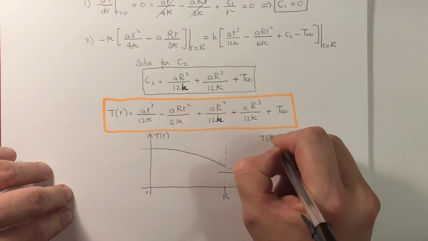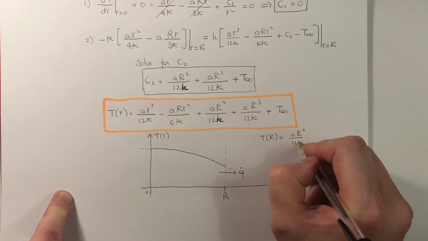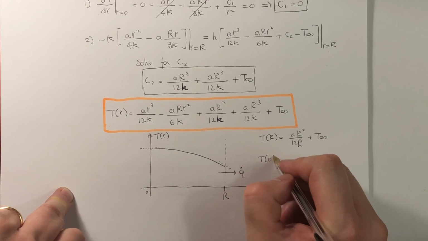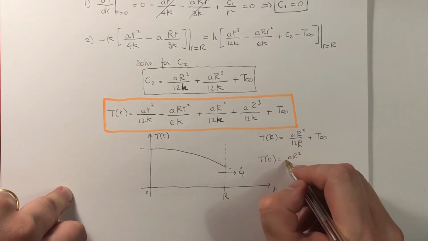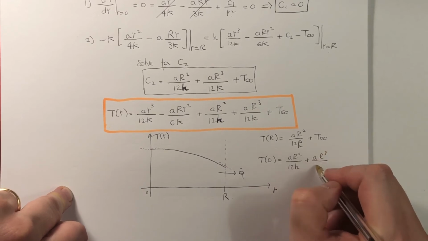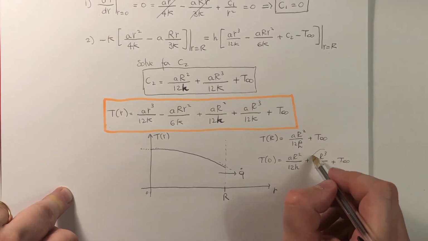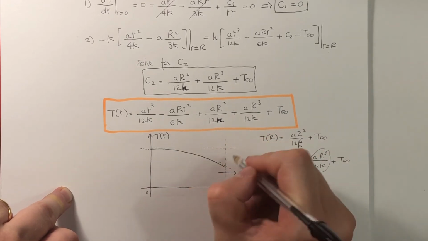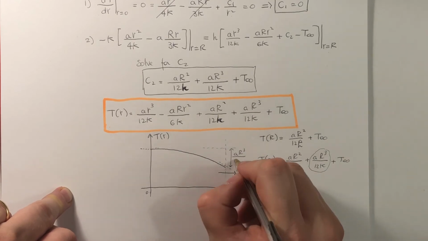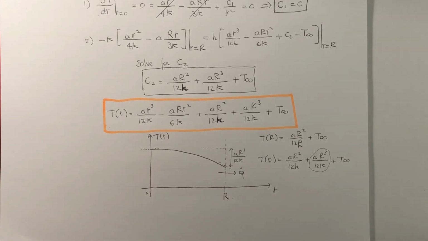So we can find the temperature at position big R, and that's AR squared divided by 12h plus T infinity, and also at 0, that's AR squared divided by 12h plus AR cubed divided by 12k plus T infinity. So the difference between these two temperatures is this quantity, and that's exactly this jump in temperature. Okay, so this is AR cubed divided by 12k. So this is the jump in temperature between the maximum at the center of the sphere and the minimum temperature that occurs on the surface of the sphere. Excellent.